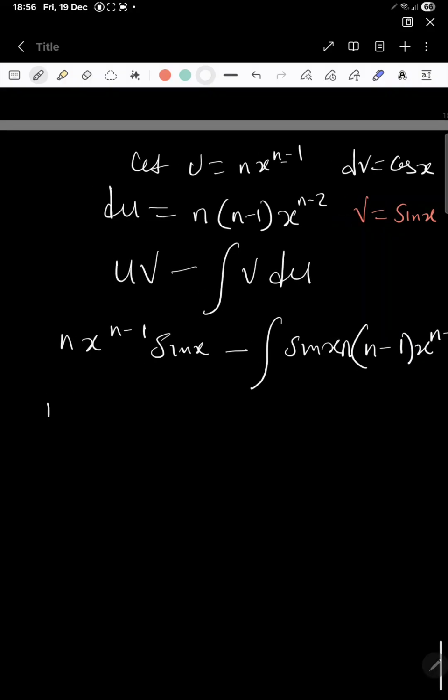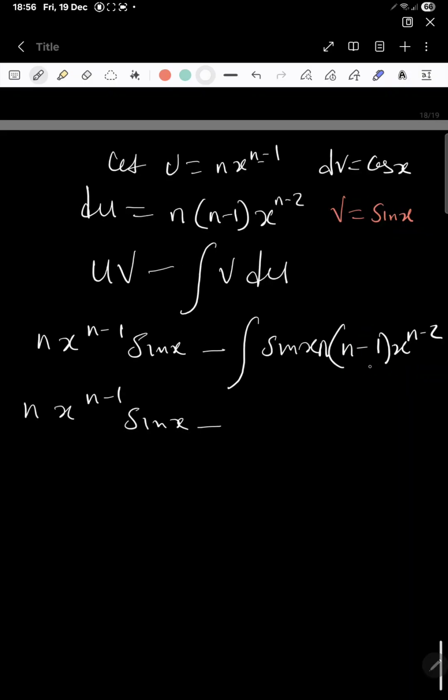Now we say this is n x to the power n minus 1 sine x minus, you have this one here, which you can write as the integral of the n minus 1 can come in front, by the way. So if you want, the n open, n minus 1 is a constant. Then you say integration of x to the power n minus 2 sine of x.